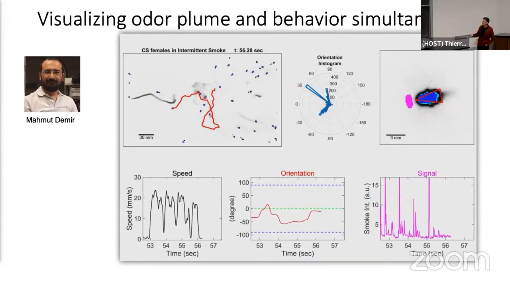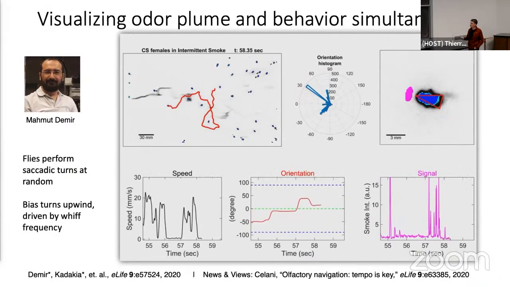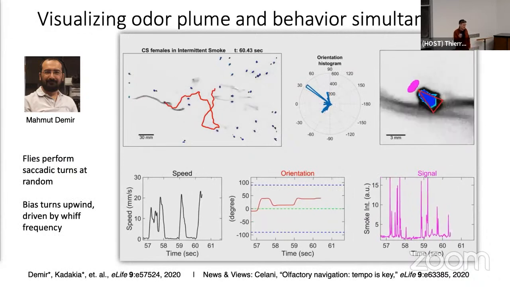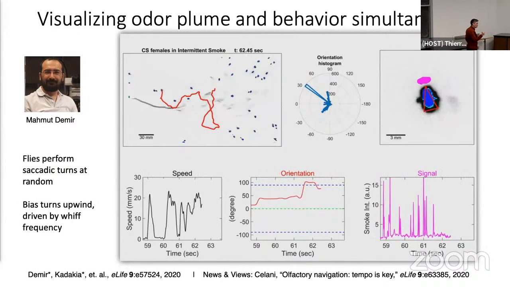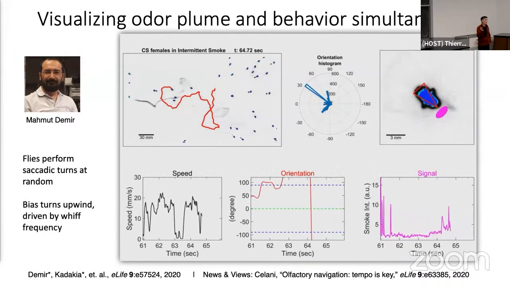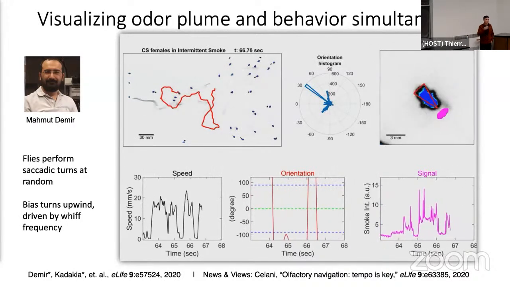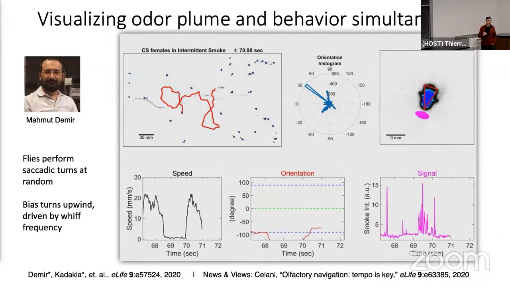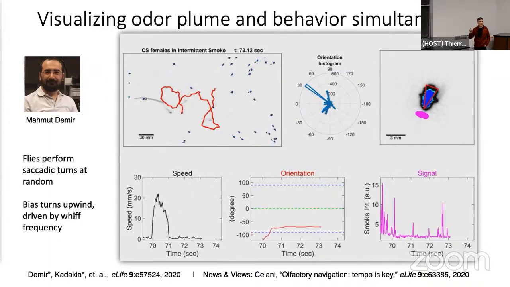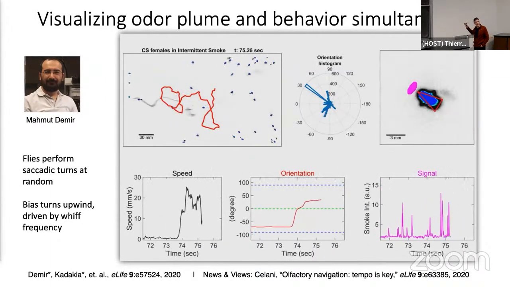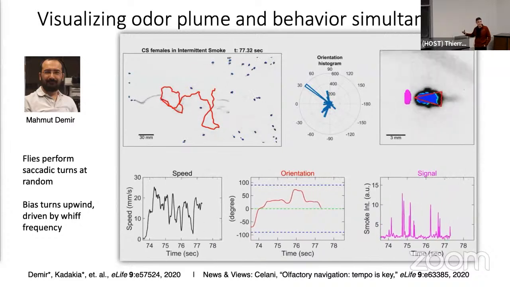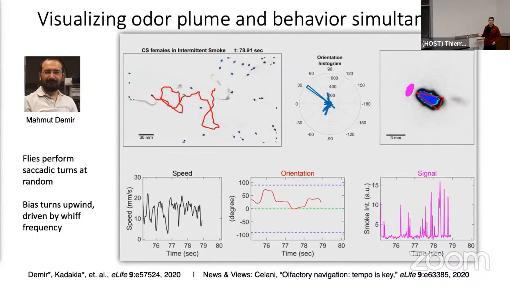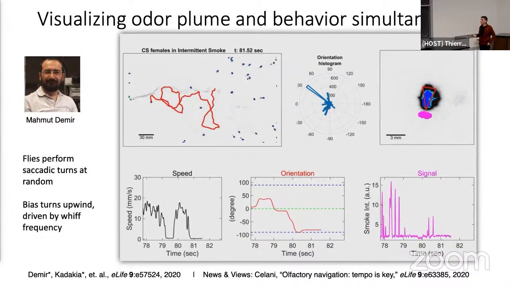From this type of data, we discovered that the flies were performing saccadic turns. At random times, they would turn plus or minus 30 degrees. But they biased the direction of the turn upwind, conditional on the frequency of odor encounters over the past second or so. So they're responding to the frequency of whiffs.